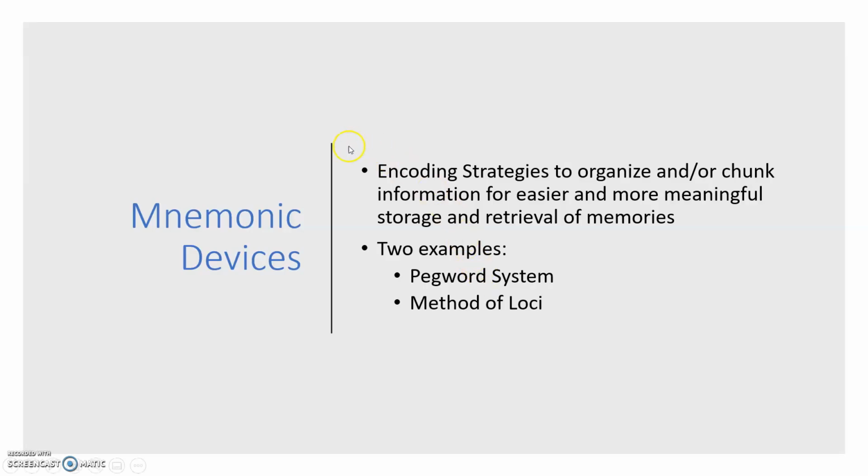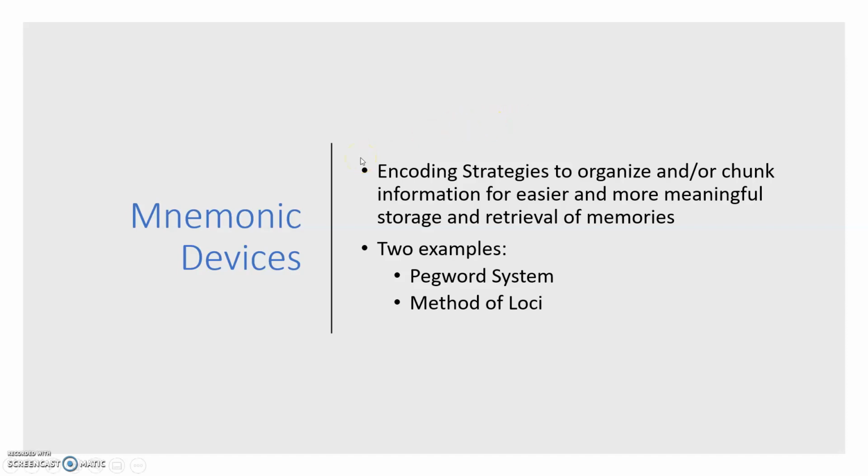So first, mnemonic devices are an encoding strategy. So remember that encoding is taking a piece of information and then putting it into our memory systems for us to then store and then hopefully retrieve later to be able to use. These encoding strategies we use in order to organize and or chunk information. And remember that chunking just means taking large pieces of information and breaking them up into pieces so that we can remember more at a time.